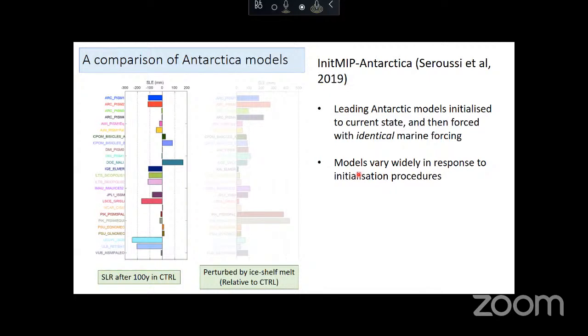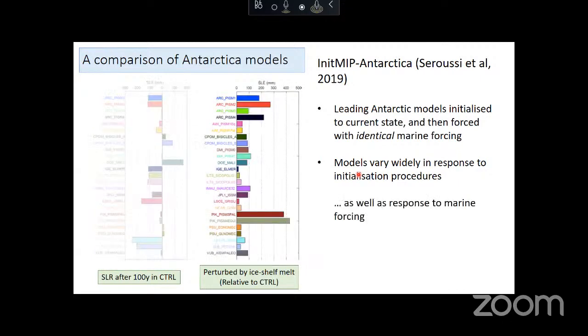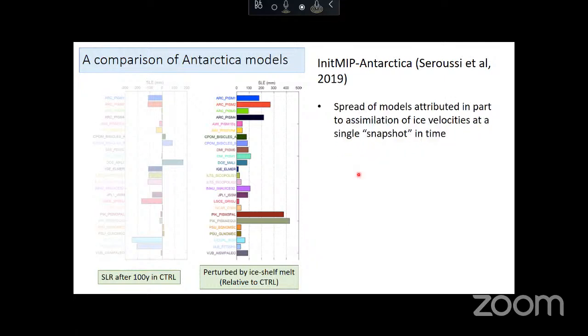And there was quite a lot of variation. There were some models that led to sea level drop, others that led to sea level rise, but how much was highly variable. And also, the response to marine forcing was really, really variable as well, as variable as it can be. So this suggests that we don't have our heads wrapped around how to initialize our models of ice sheet behavior just yet. And one of the things I'll talk about a little while later is that the spread of these projections can be attributed in part to the way in which modern data was assimilated into these ice sheet models.